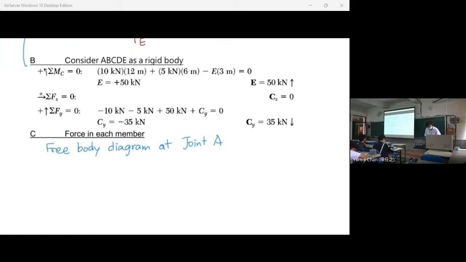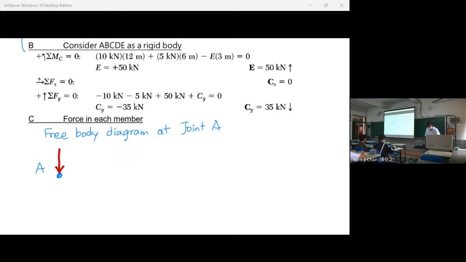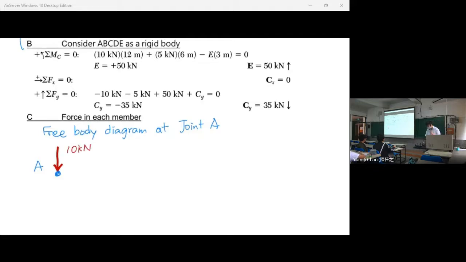So we have point A here, and in the problem, we know that we have 10 kilonewton going down at joint A.